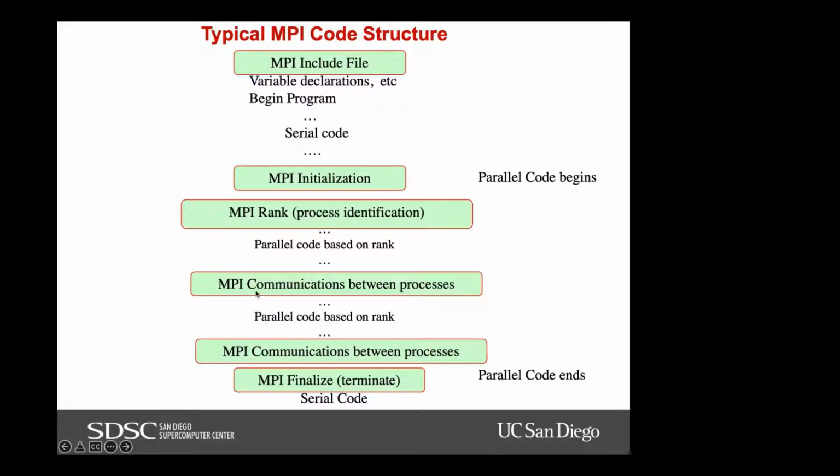And then, as I mentioned, you might need to do communication between these processes, so you'll have some communication routines, and you might have some more parallel code going on, and then communications again. And the end of the code usually has a finalize. And today in the examples, I'm going to look at some of these things in detail so that you can see how you can do domain decomposition, for example.